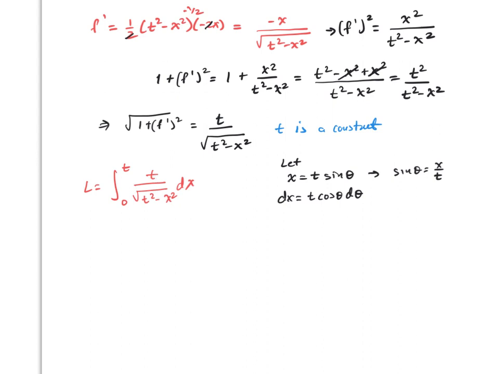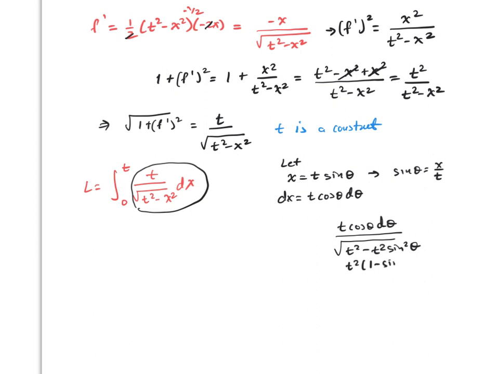So for this part, you have t cosine theta d theta, and then here you're going to have the square root of t squared minus t squared sine squared theta. Notice that you can factor t squared out, 1 minus sine squared theta, but the square root of t squared is t, and 1 minus sine squared is cosine squared. So this will be cosine squared.